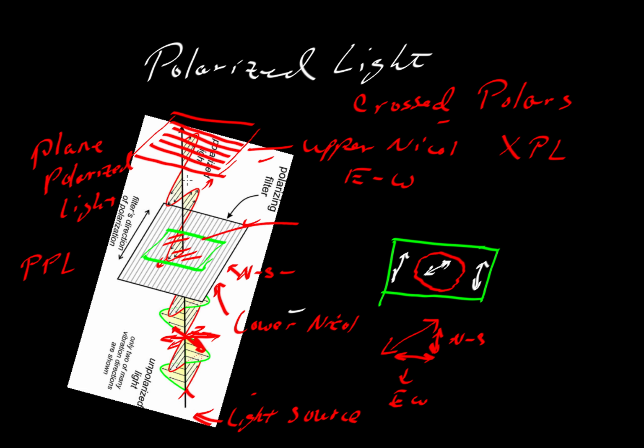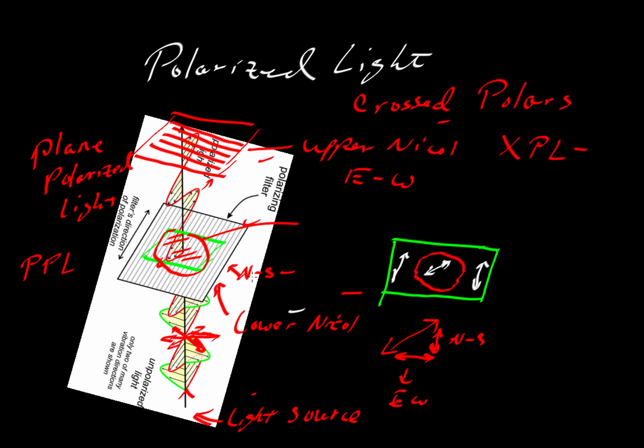This lower Nicol would only pass north-south, this one would only pass east-west, and so what we would see would be dark. But when we put a mineral here, we place a mineral that takes that north-south light and bends it to some angle, now there will be an east-west component that will pass through that upper filter, and that's what we would refer to as the cross-polars view of that mineral.